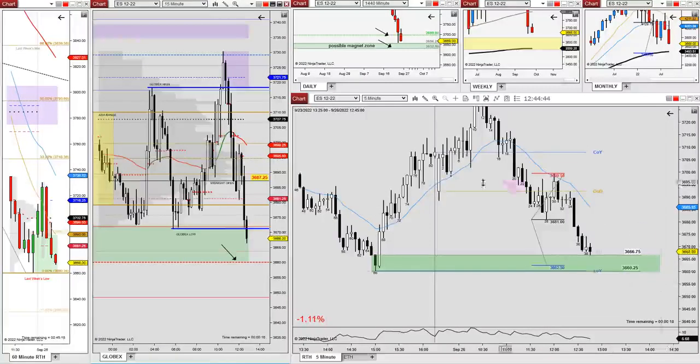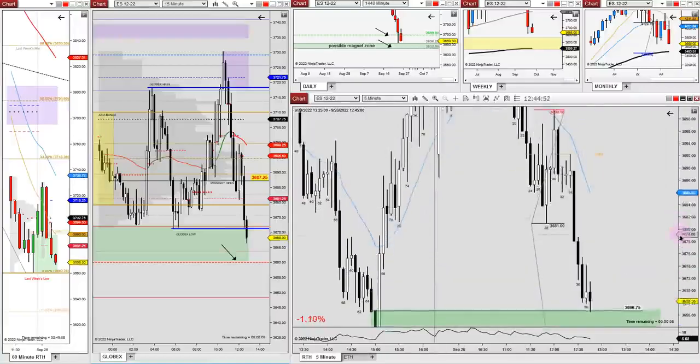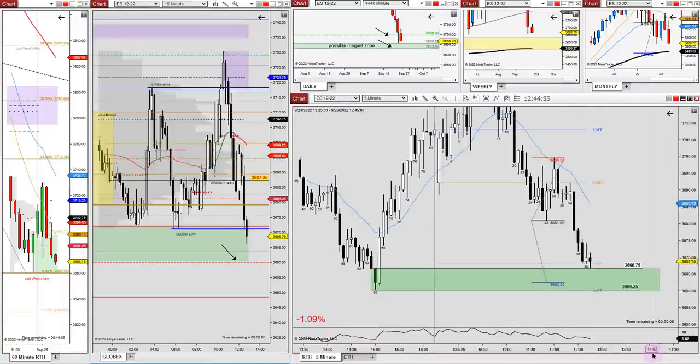Okay, gaps closed, and we are testing my buy zone. Right there, I think. Yeah. So if you held it all the way down there and you paid yourself a little bit, good for you. The measured move target is right here. But because we're testing an objective area, some bears are already taking profit.